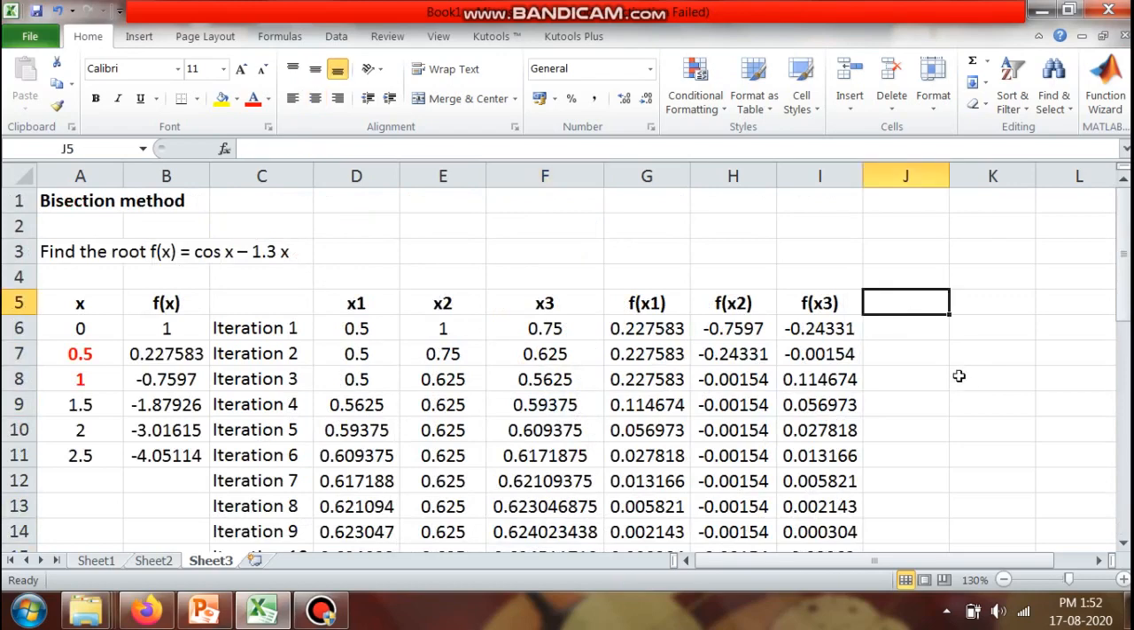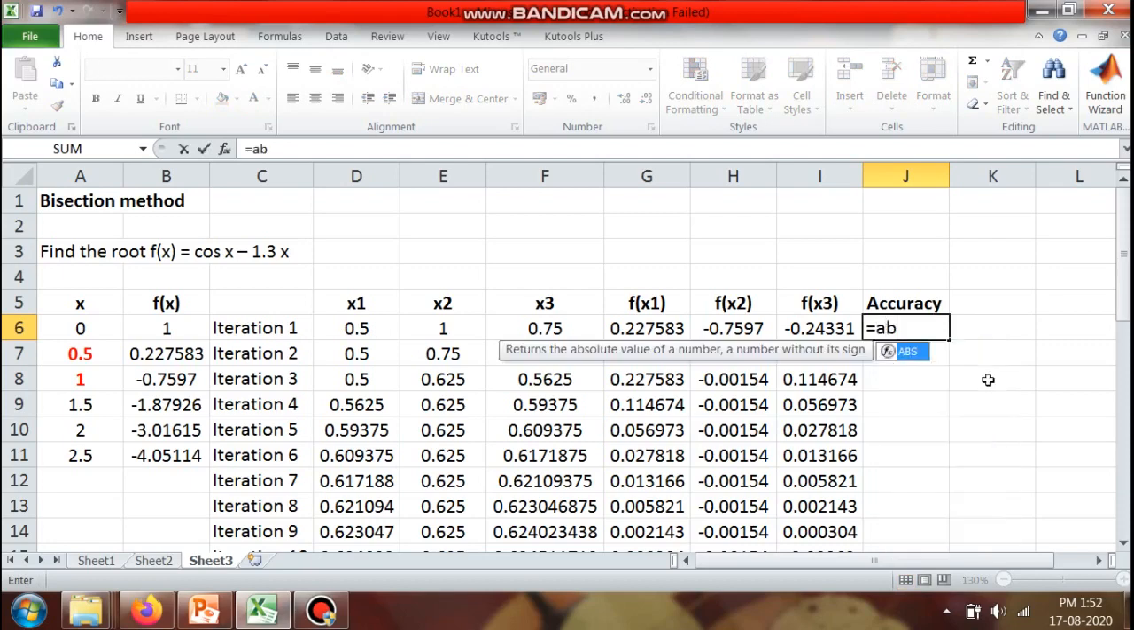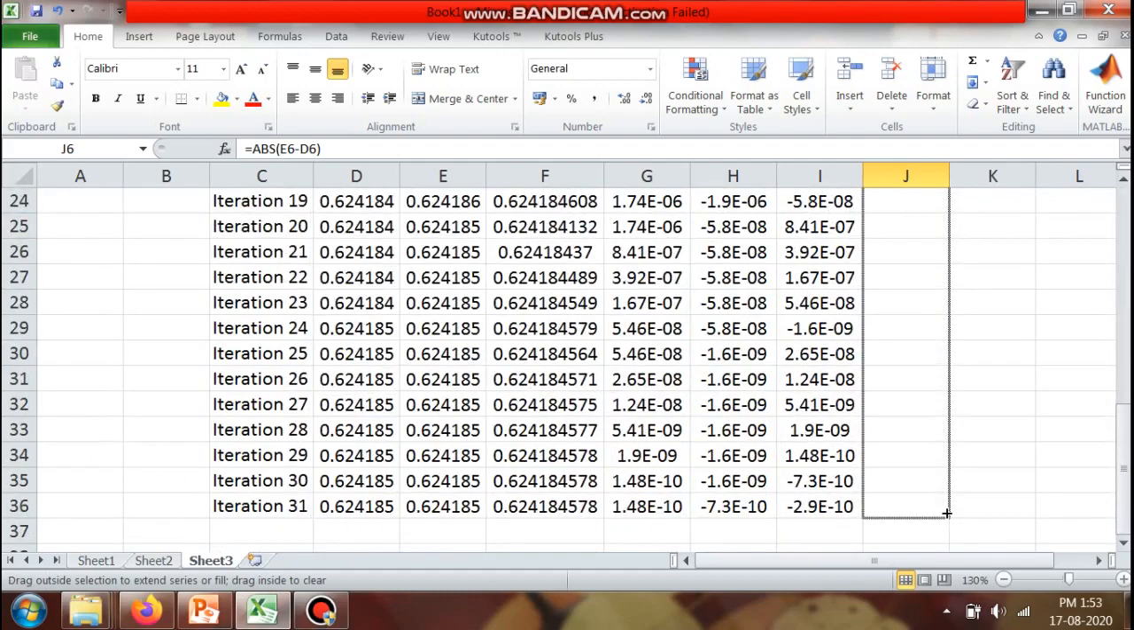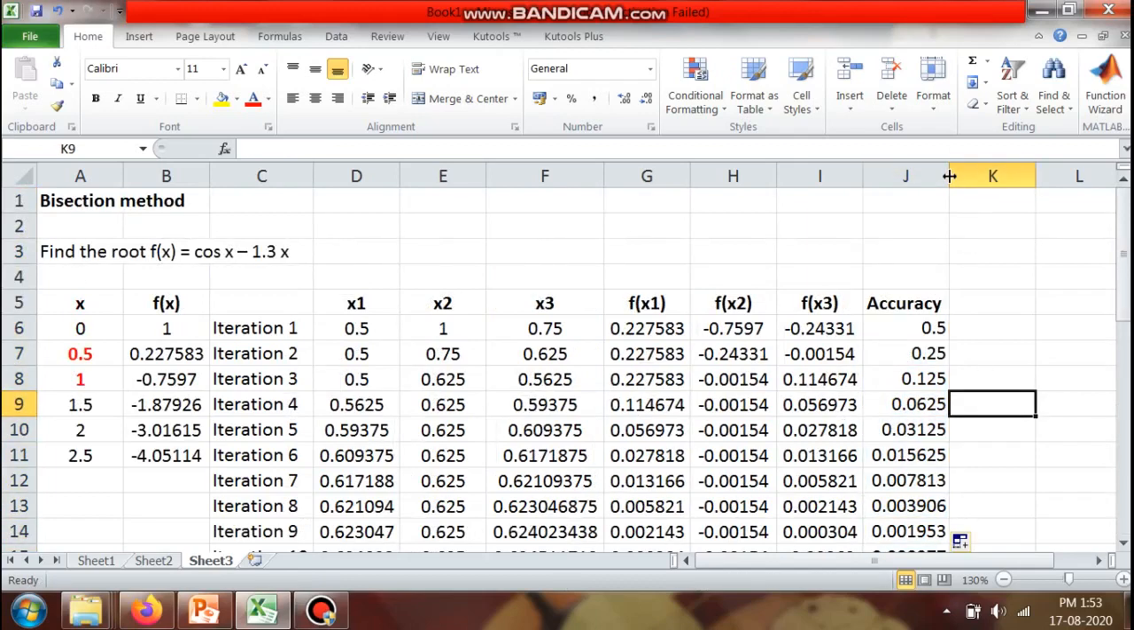So now let us see the accuracy criteria. As we know that accuracy can be calculated by taking the absolute difference between x2 and x1. We will write the formula as equal to ABS, absolute value, bracket x2 minus x1, bracket complete, you will get the answer. This was 0.5, and then you just select this particular cell, go to the corner, you will get a plus sign and just drag it. You will get the accuracy for respective iterations.